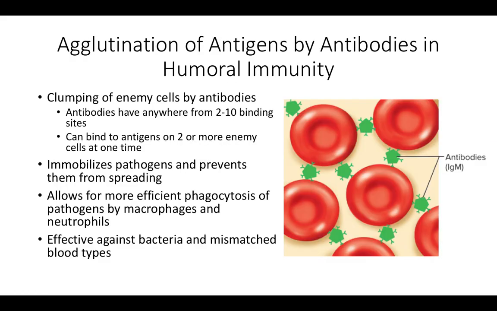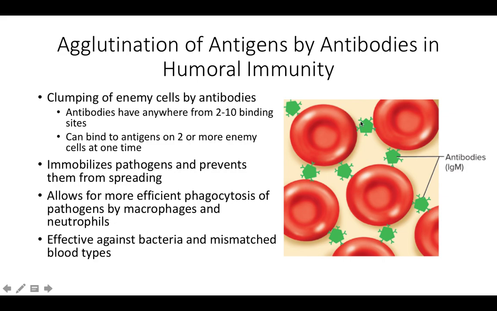Agglutination, we talked about this when we talked about blood cells as well. It's just the clumping of a bunch of enemy cells by a single antibody. So these antibodies here we see in green have anywhere from 2 to 10 binding sites, and so they can bind more than one antigen at a time. And so what that does is, in this case, we have red blood cells as our antigen. They would be like a foreign red blood cell. And so what that does is it immobilizes pathogens to keep them from spreading because they're all clumped together, and it allows for macrophages and other phagocytes to more efficiently consume enemy cells.